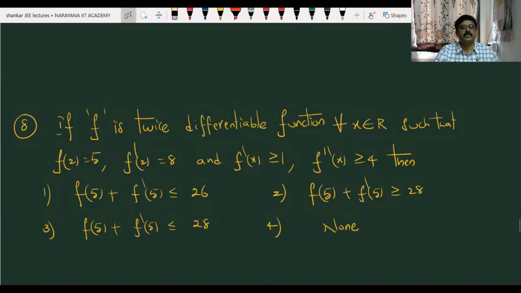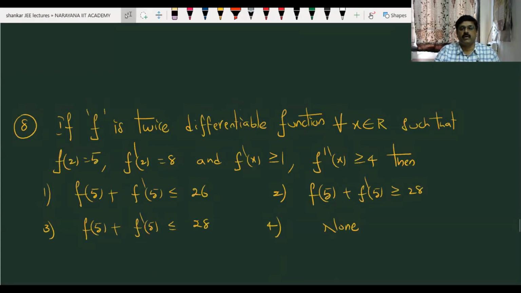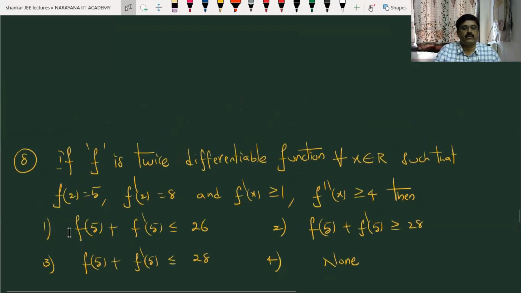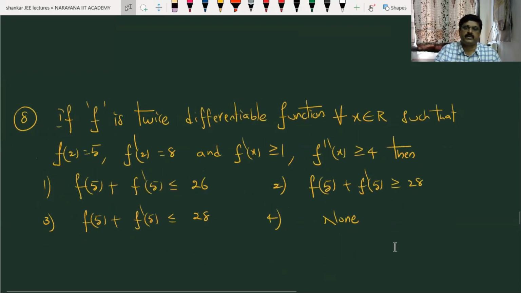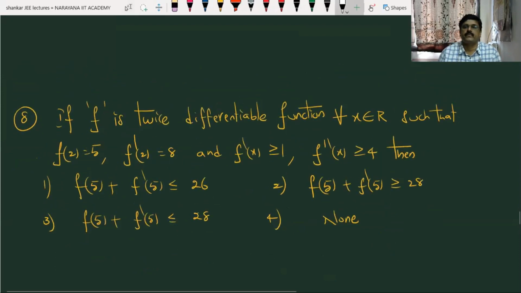Next problem, students, carefully observe. If f is a twice differentiable function for all x belongs to R, such that f of 2 is equal to 5, f dash 2 is equal to 8, and f dash x is greater than or equal to 1, f double dash x is greater than or equal to 4, then we have to recognize the correct option based on this data. So students, carefully observe how to crack this problem.